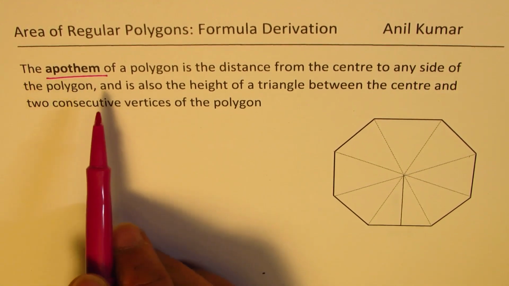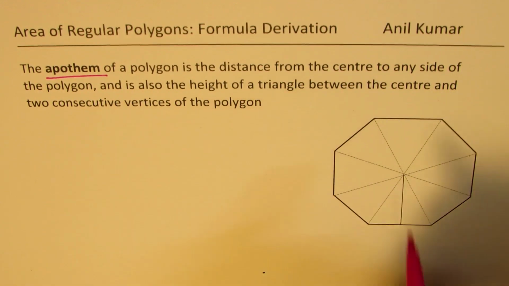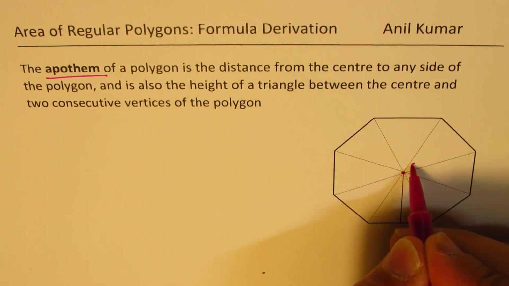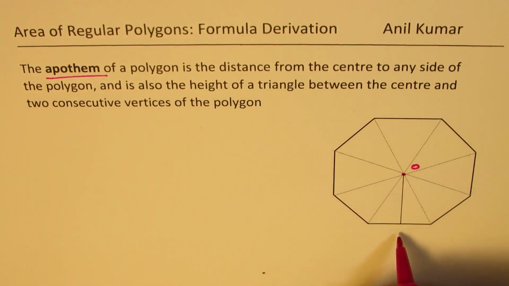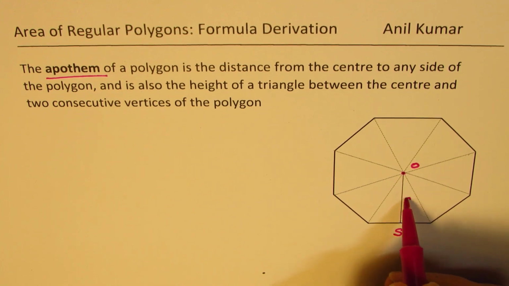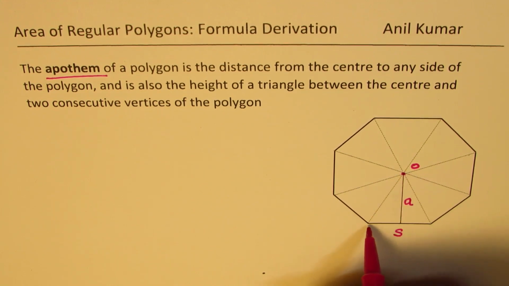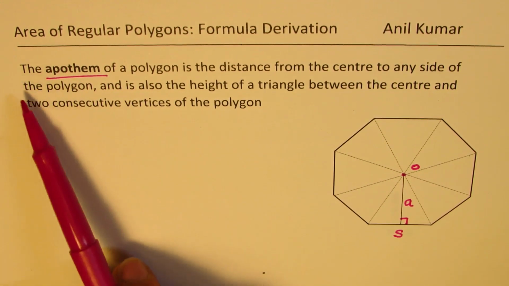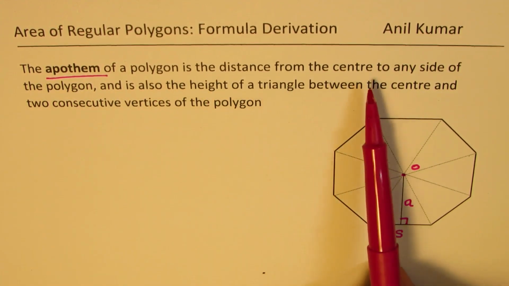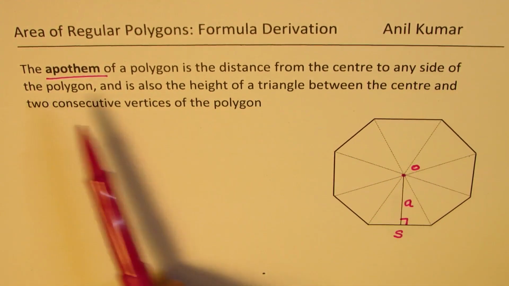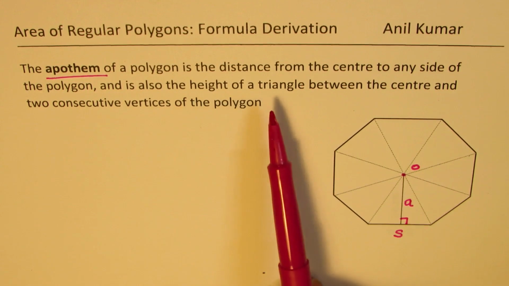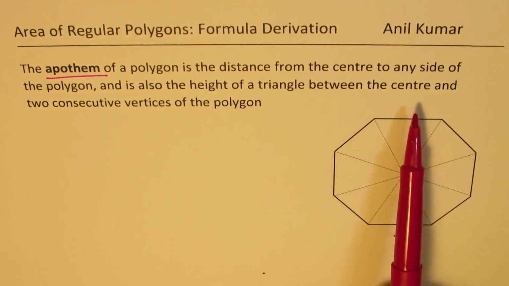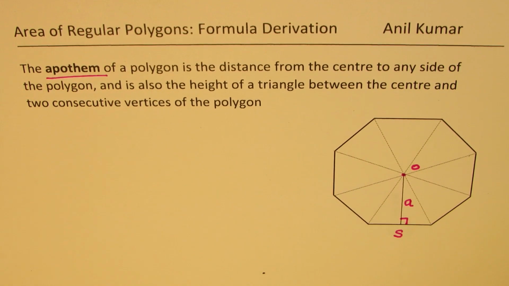Now, apothem of a polygon is the distance from the center. So this is the center of the polygon. Let's call this as O. To any side of the polygon. So this is the side of the polygon S. So this distance A from O to this side, so the shortest distance, is apothem. So the apothem of a polygon is a distance from the center to any side of a polygon and is also the height of the triangle between the center and the two consecutive vertices.